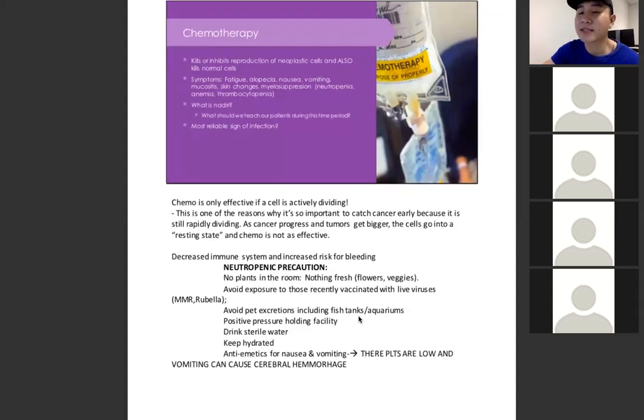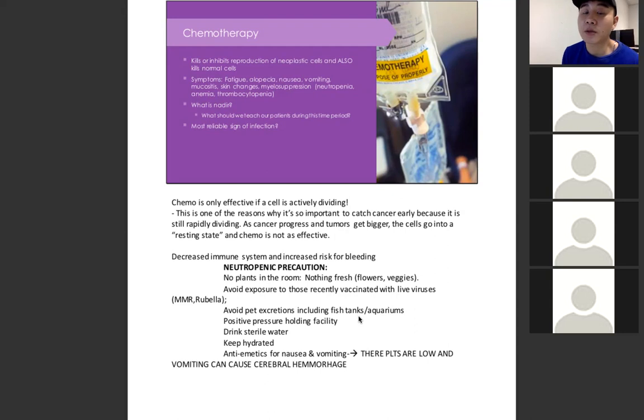All right, what is chemotherapy? So we talk about this a lot, but what does it really mean, chemotherapy? Chemotherapy is an agent that kills or inhibits the reproduction of neoplastic cells and also kills normal cells. So it kills bad cells and also good cells. It kills all of the cells.